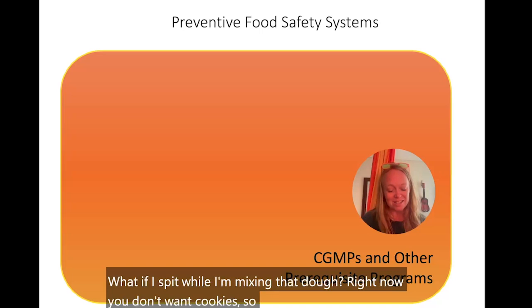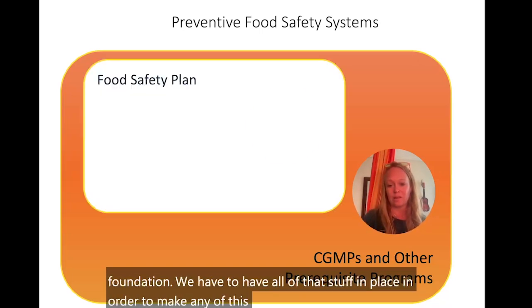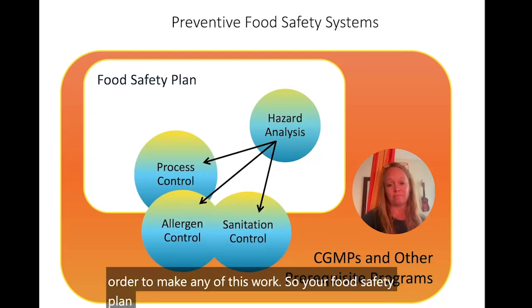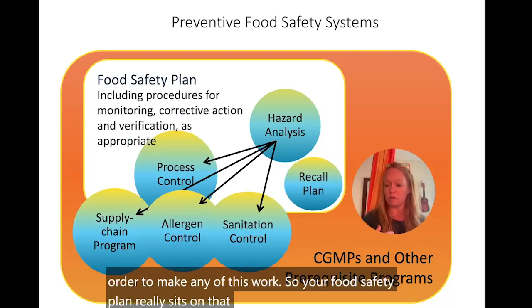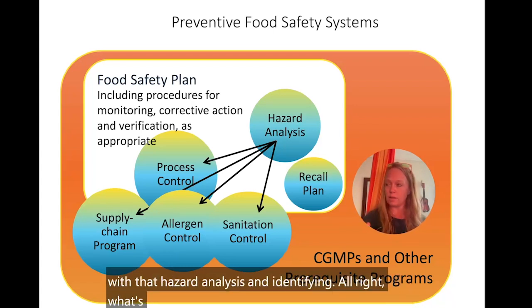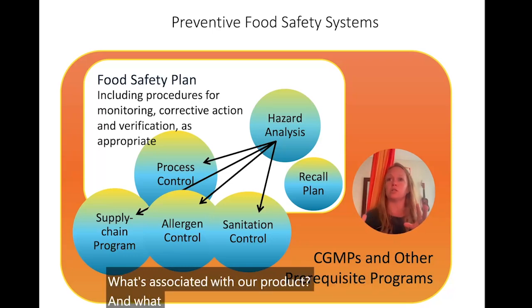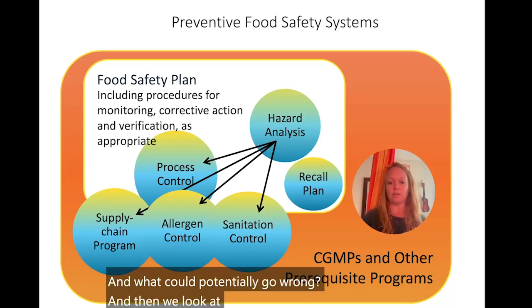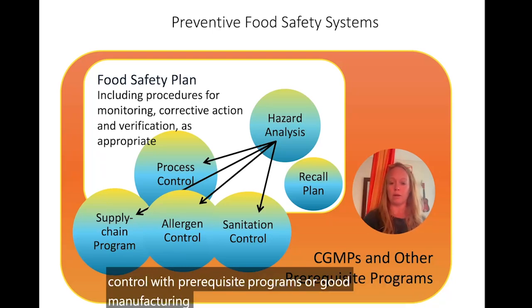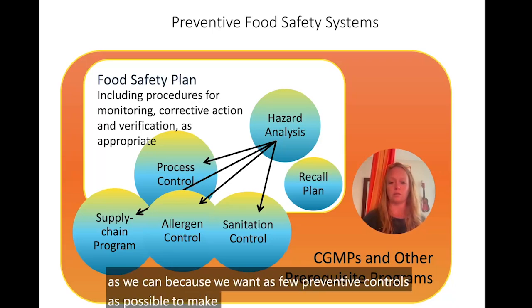So that's the foundation. We have to have all of that stuff in place in order to make any of this work. So your food safety plan really sits on that. And your food safety plan starts with that hazard analysis and identifying, all right, what's associated with our process, what's associated with our product, and what could potentially go wrong. And then we look at, okay, which of these things can we control with prerequisite programs or good manufacturing practices? All right, we'll do that as much as we can because we want as few preventive controls as possible to make this practical.